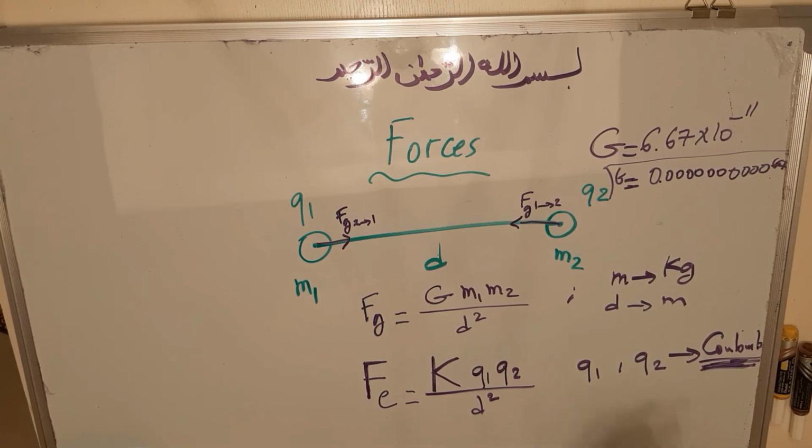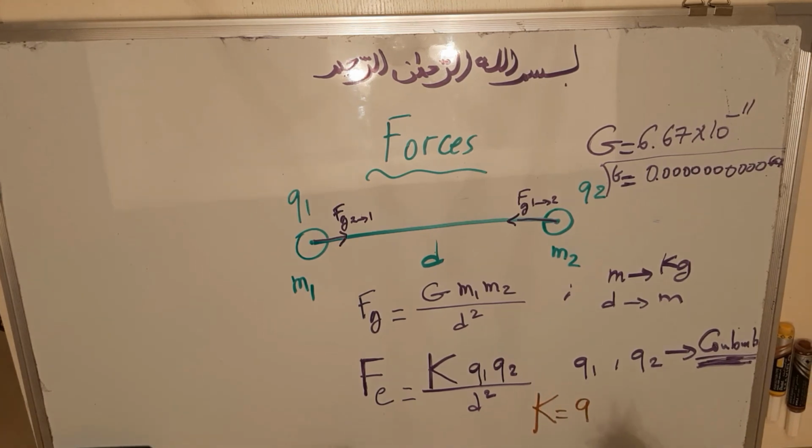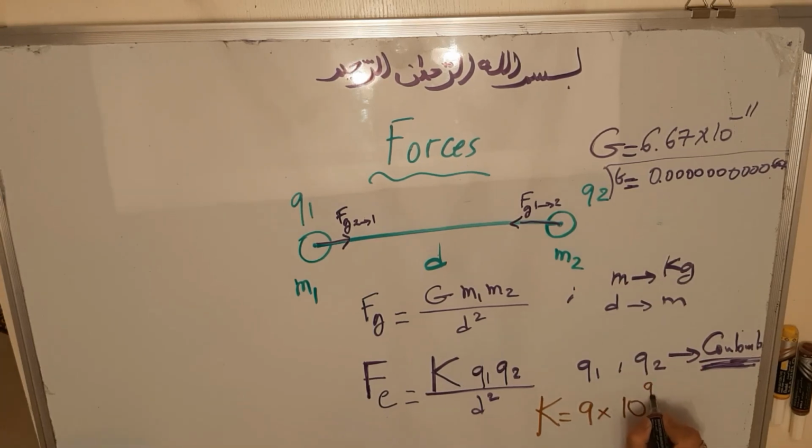In contrast to that, K is going to be 9. Okay, so it's not 6, it's 9, times 10 to the power of 9. Is it a negative exponent or a positive exponent? It's a positive exponent. So how many zeros here? 9 zeros. 1, 2, 3, 1, 2, 3, 1, 2, 3. So this is 9 kilo, 9 mega, this is 9 billion.